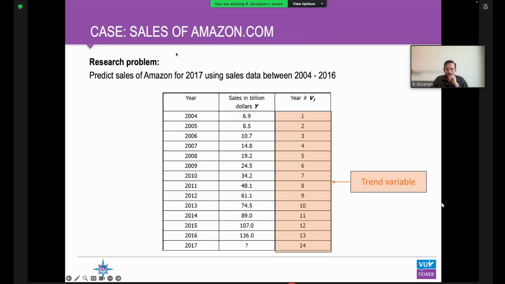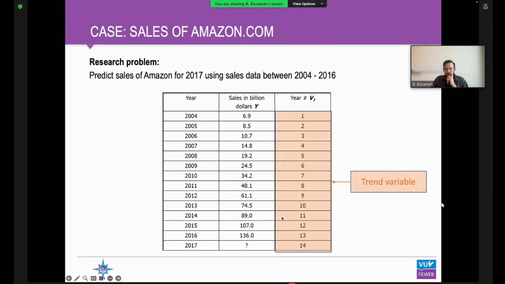So let's now think about an example. Let's say we observe sales from Amazon.com over 3 years, from 2004 to 2016. Now we want to understand, or the company wants to understand, what the sales are going to be in 2017. So you can already see that the sales have been increasing till 2016.